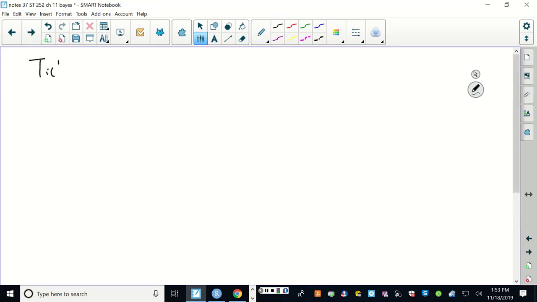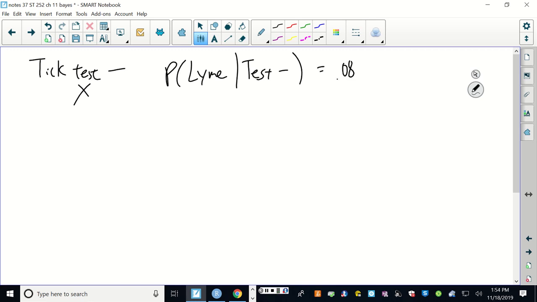So if you had a different outcome, say the tick tests negative, that's our data. We could do the same exercise and look at the probability of Lyme disease given that you test negative. Well, there's 8% with Lyme disease. Reversing it then, only 10% of those test negative. And in the denominator is going to be the probability of test negative, so 0.08 times 0.10.